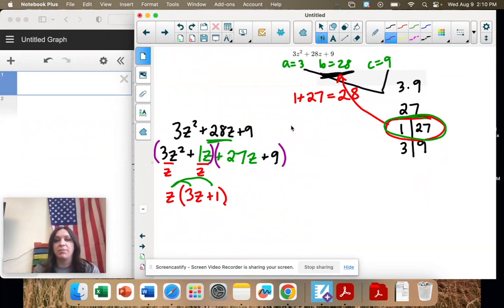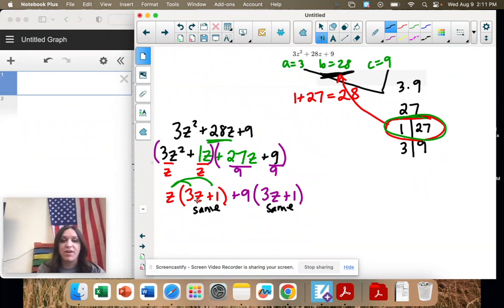Then we're going to do the same thing here. Greatest common factor, 27 and 9 both divide by 9. So I'm going to write that out here. 27 divided by 9 is 3. We still have the z. 9 divided by 9 is 1. And that's what we want. We want these to be the same. That means you did it right. If they're not the same, something's wrong.